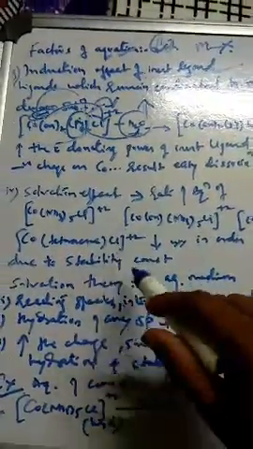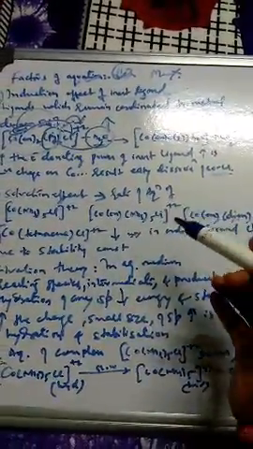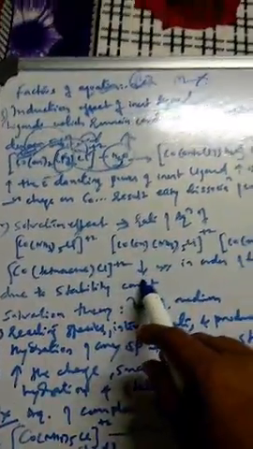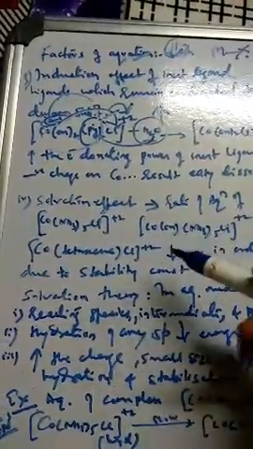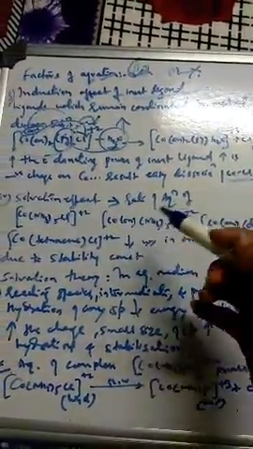What will happen as I increase the chelate here? There will be a decrease. The rate decreases in the order of ligand chelation due to stability constant. The stability constant will be more as I go on increasing the chelating power in the complex.